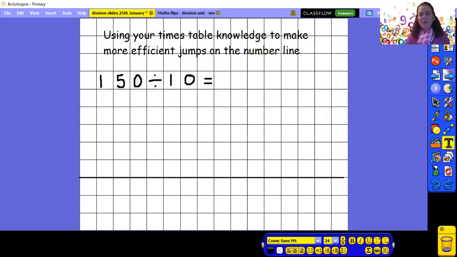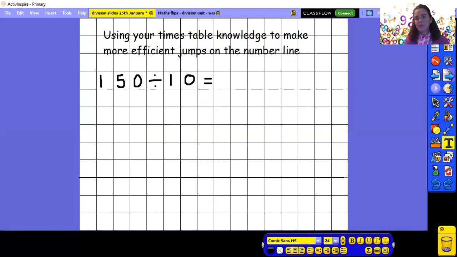Okay, now when faced with a larger number, we need to think about using our 10 times table knowledge to make more efficient jumps on the number line. So here I've got 150 divided by 10. Now, if I'm going to count on a number line in tens to 150, that's going to take quite a lot of time and I might miscount. So it'd be easier to use my times table knowledge.